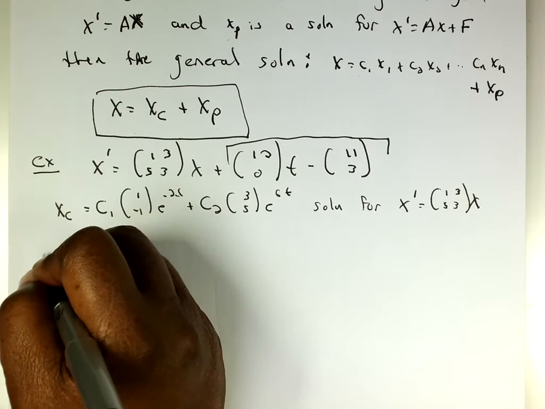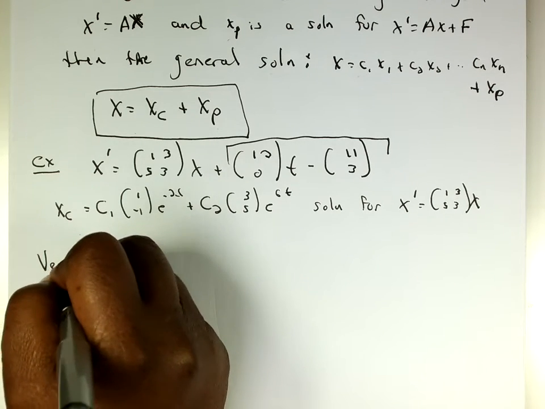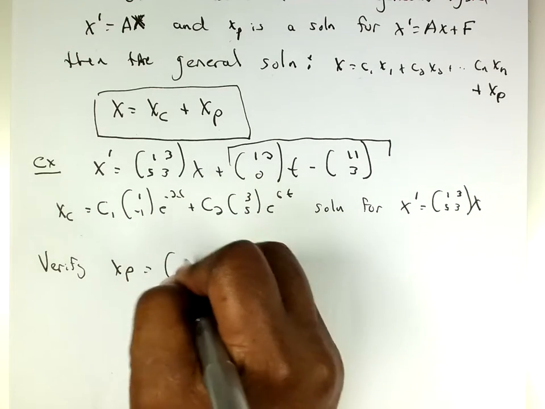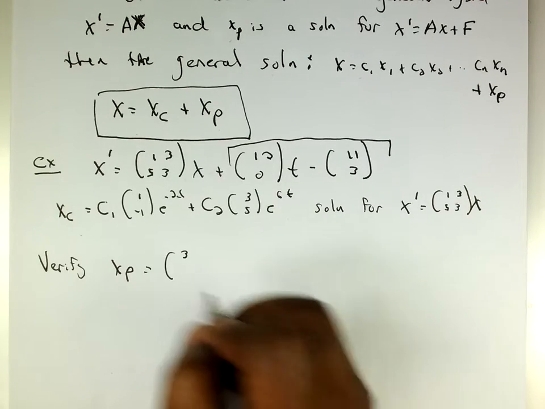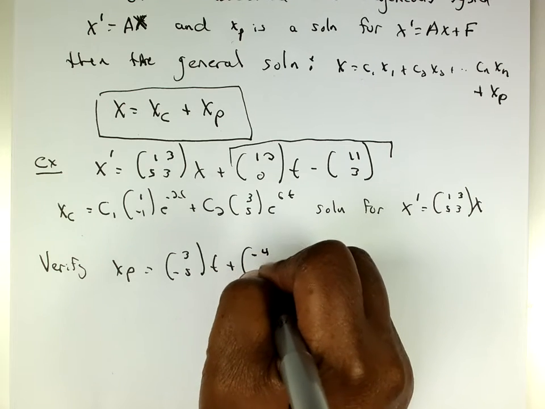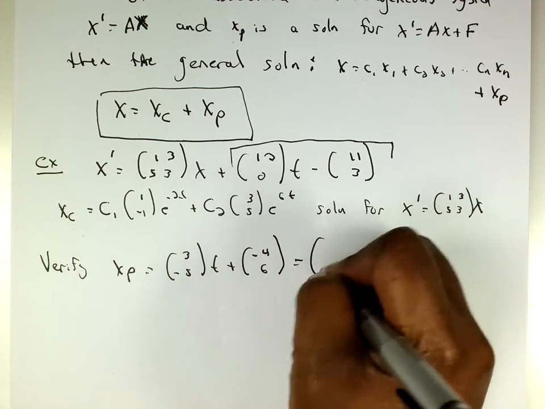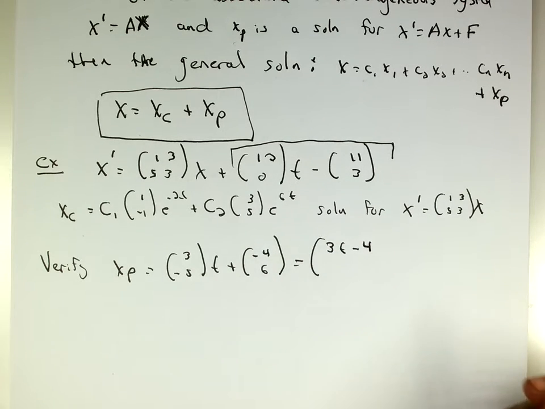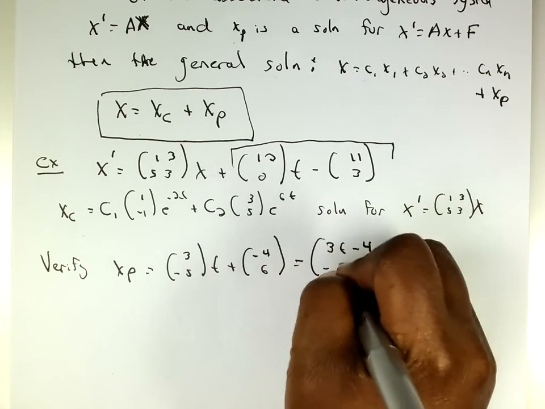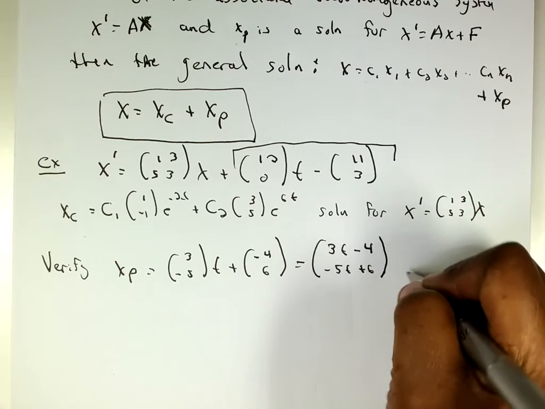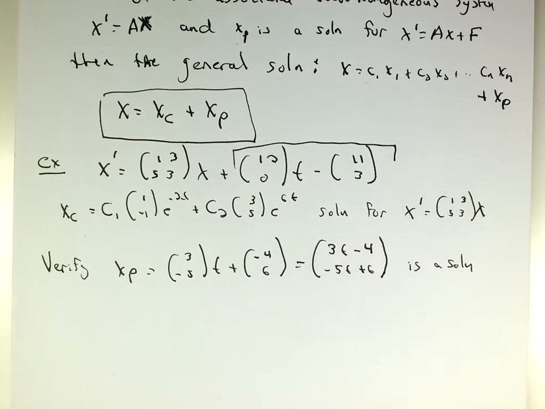So now we want to verify xp, which is 3t minus 4 and negative 5t plus 6. So now we want to verify that that is actually a solution.